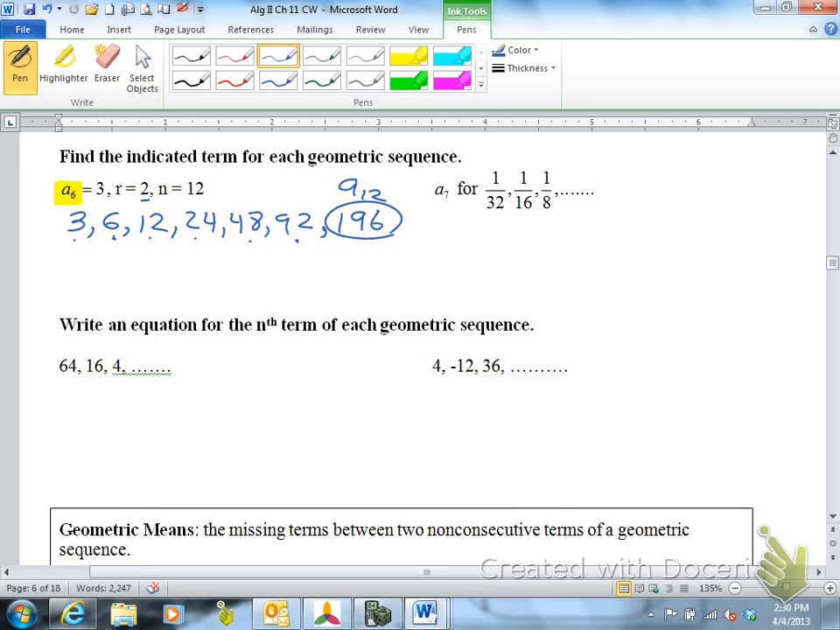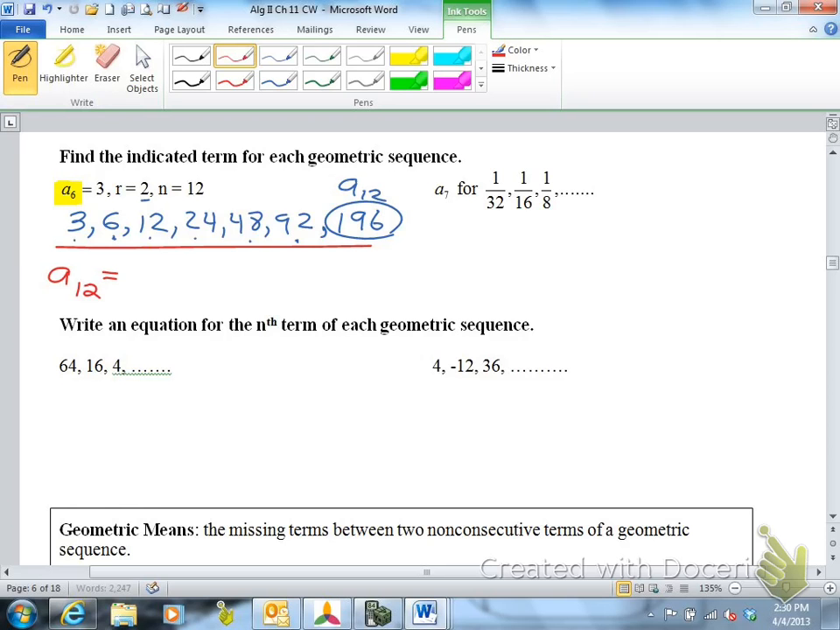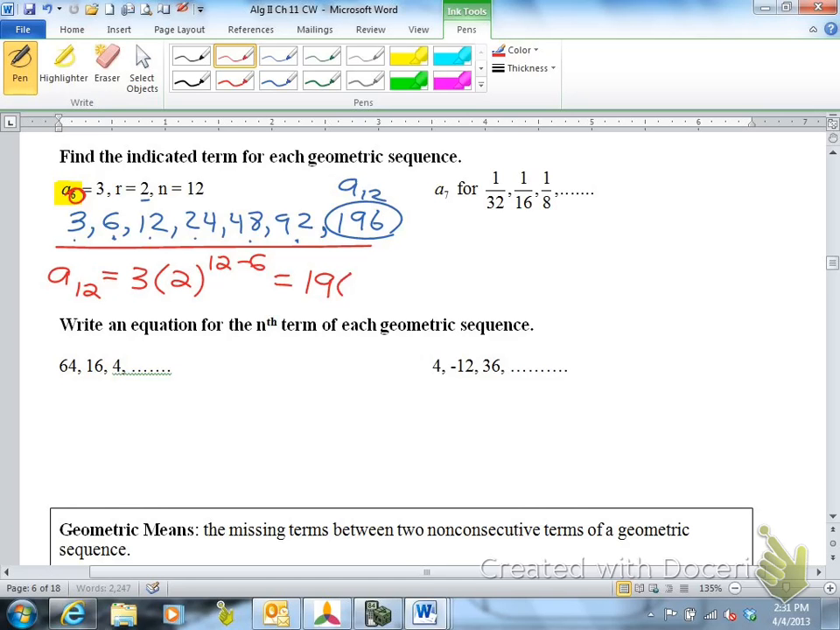How do we do that with the formula? Because what if it was the 6th and you would need to find the 150th term? That would take a long time to do. Well, you would do a sub 12 equals whatever the first term given was, which is really the 6th term, 3. Your r value is 2. And instead of doing 12 minus 1, which would be if the first term was given, you do 12 minus 6, because that is the term that was given. And that will give the same answer, 196.